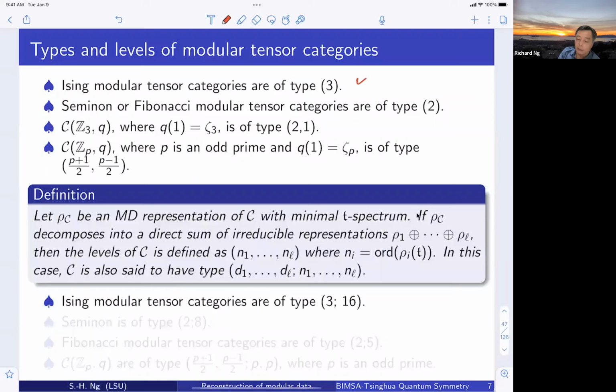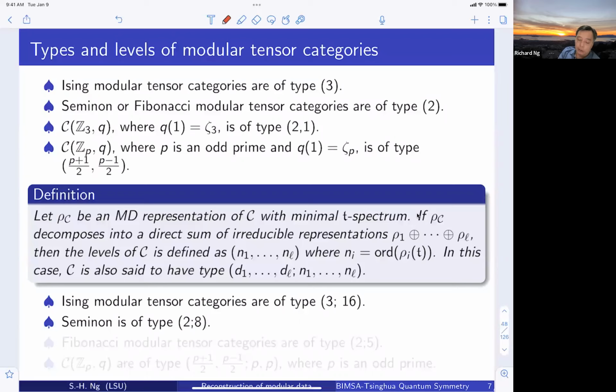Before, we already knew it is type 3, and now we add the level, which is level 16. So in fact, all of the Ising modular tensor categories are type 3, level 16. Similar to the Ising one is the semion, which is type 2, dimension 2, but the level is 8. And all these representation types can be realized by the semion, or some kind of semion. You can always take the Galois conjugate and get the other one.